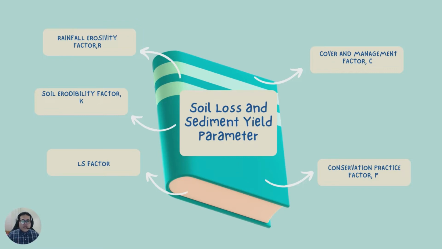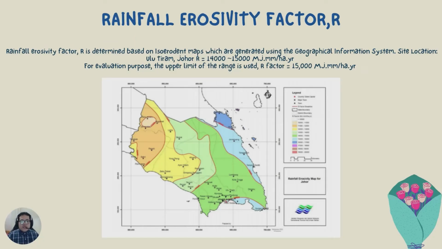The first one is the rainfall erosivity factor R, soil erodibility factor K, LS factor, cover and management factor C, and lastly the conservation practice factor P. So the first one is the erosivity factor R. The rainfall erosivity factor R is determined based on the iso-erodent maps, which are generated using a geographical information system. Our site location is Ulu Tiram, Johor. The range is between 14,000 and 15,000. For evaluation purposes, the upper limit of the range is used. So basically we use an R factor equal to 15,000.